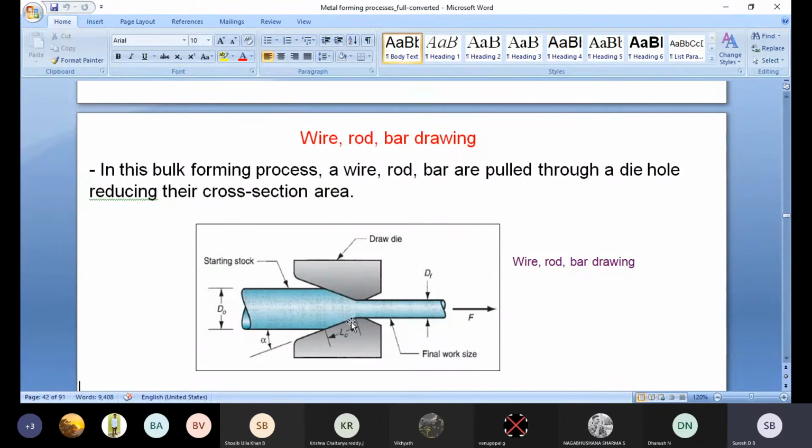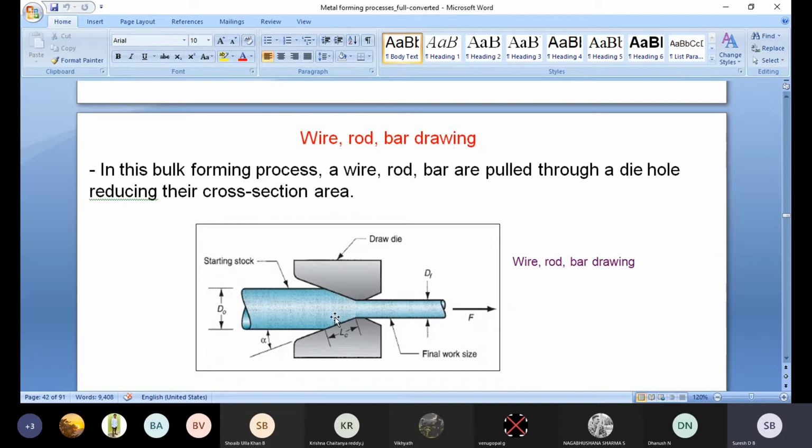This one: the length of contact between the die and the workpiece or billet material. Only this much portion of the material is in contact between both the die and the workpiece material.